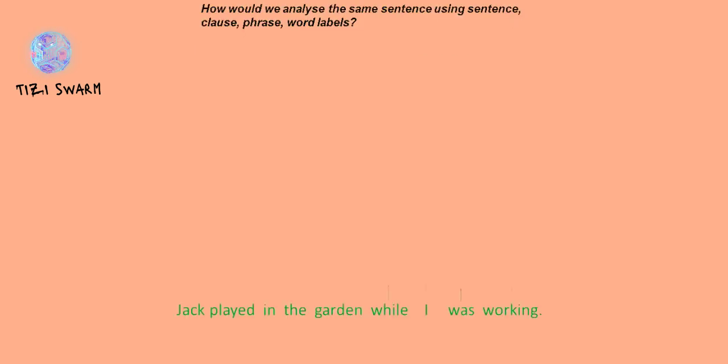We're going to look at this sentence again. Jack played in the garden while I was working. What I'd like you to do is to label that sentence, working your way up the tree, if you like. So I'd like you to label each individual word according to its class, its part of speech, which you should be fairly happy with doing.